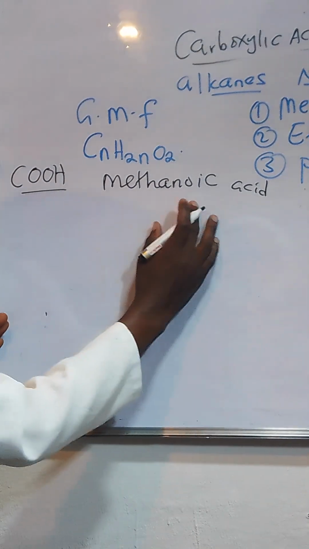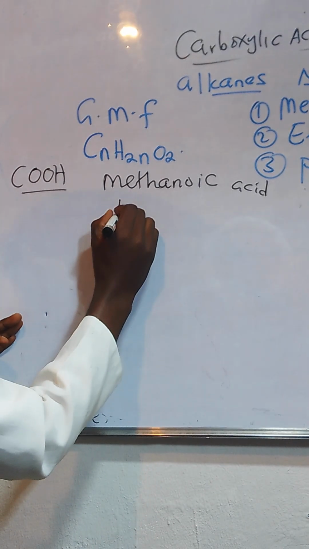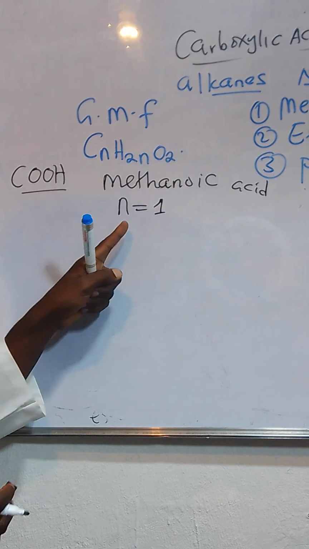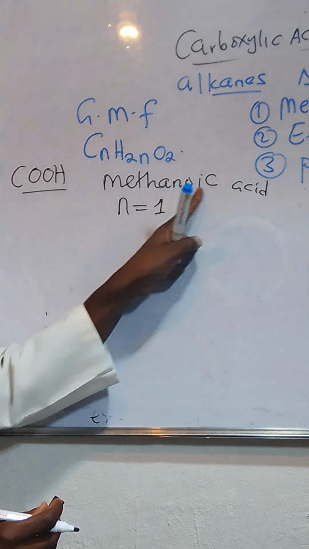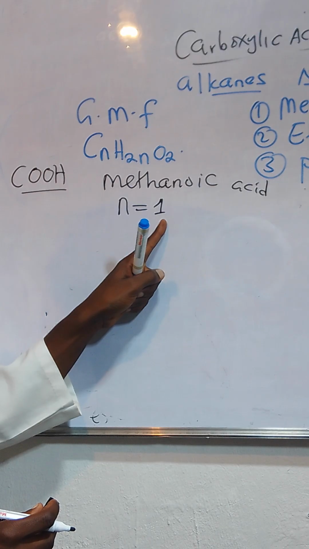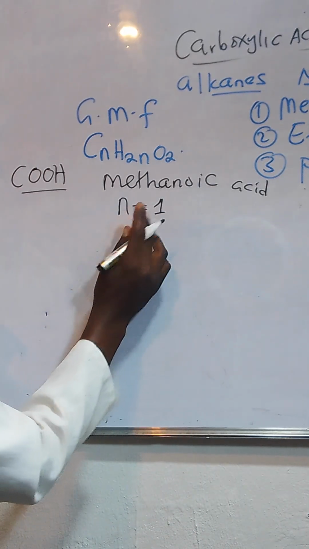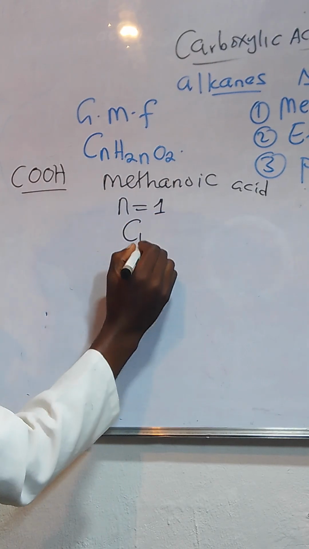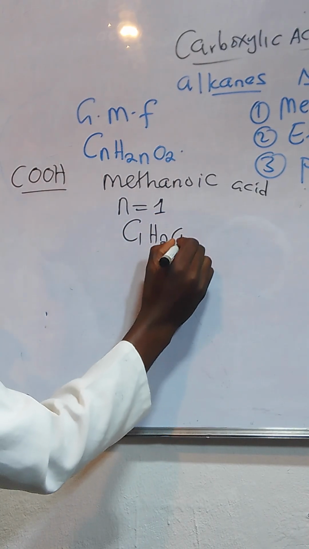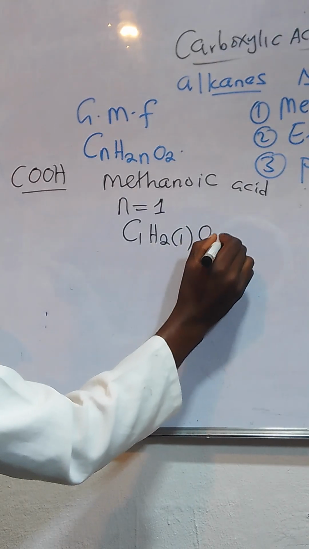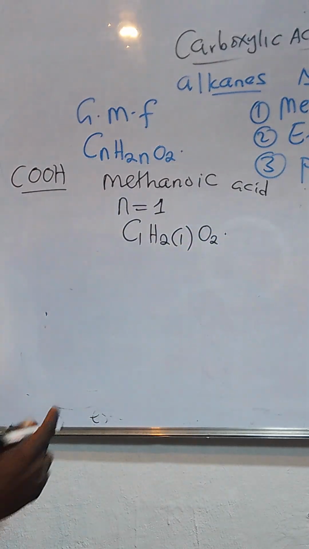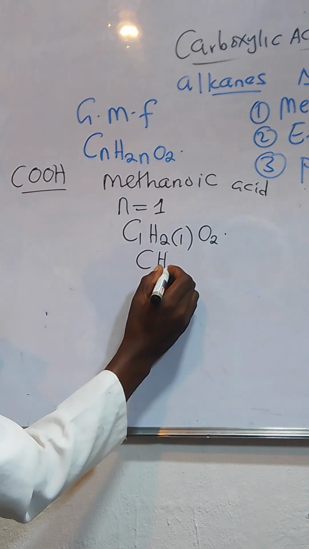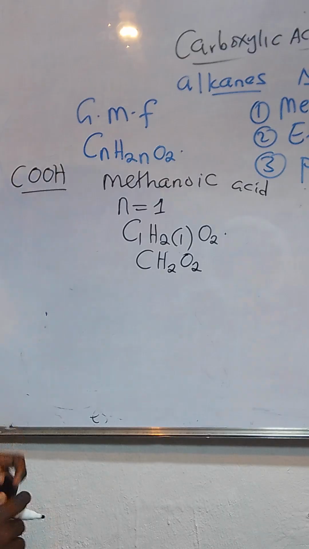When you look at methanoic acid, it implies that the number of carbons equals 1. So this n means that the number of carbons in this compound is 1. This implies that we can now replace n in the formula with 1. So we have C1H2(1) and then O2. So we can say 2 times 1 is just 2, then O2.